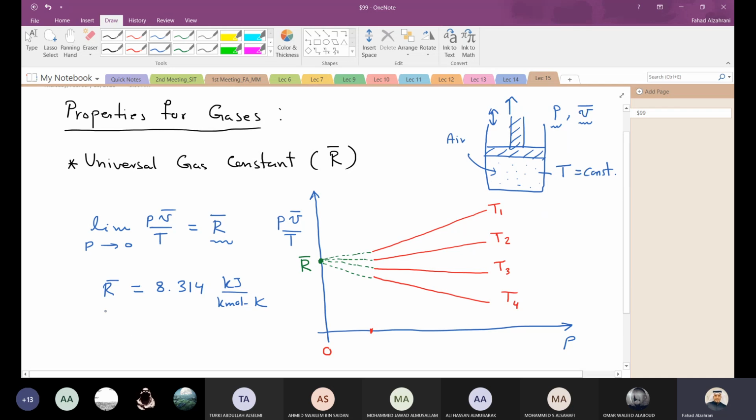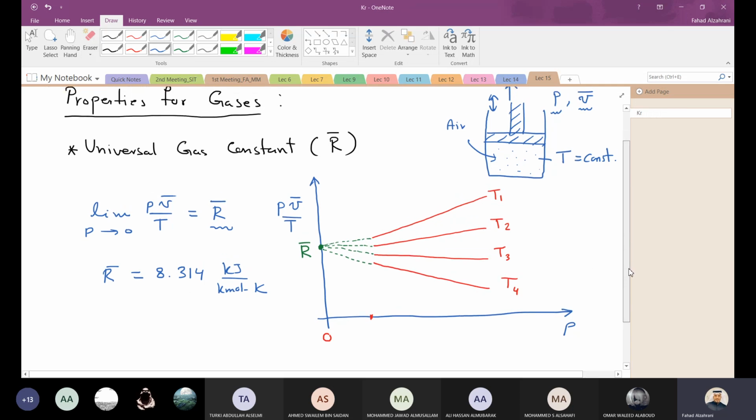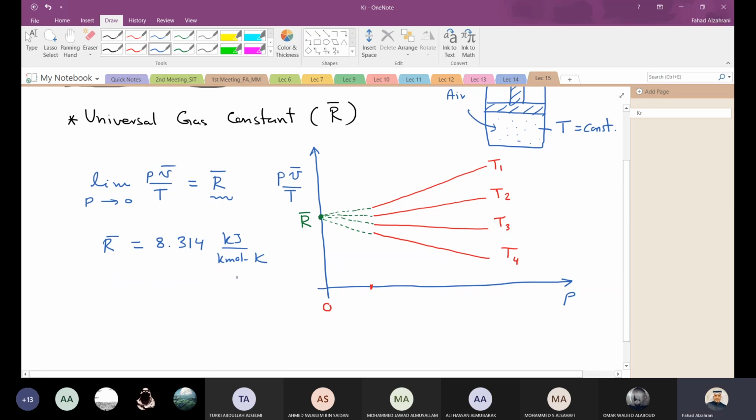Let me talk about it here. So the universal gas constant, as I said, is in terms of mole. If I change this per kilogram of the substance, meaning if I change the mole to the kilogram, what conversion factor can I use? How can I change the mole to kilograms?